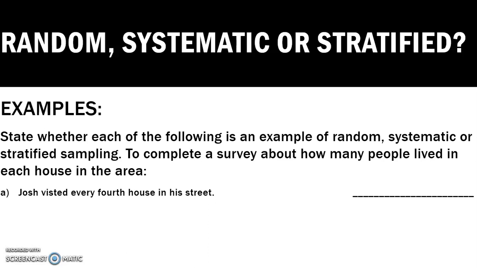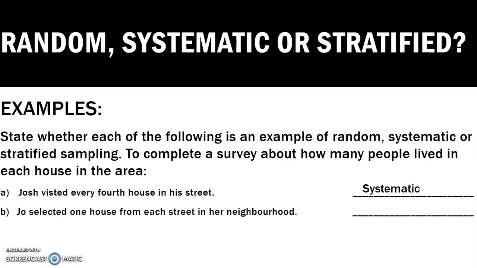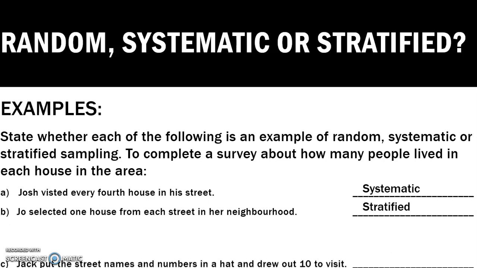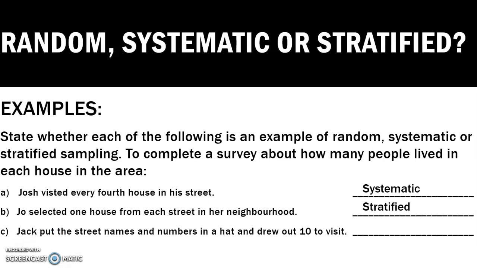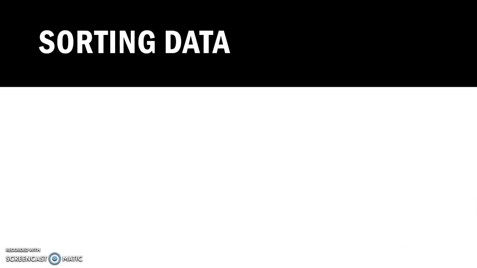So because he is going by a system, he's visiting every 4th house in the street. It is systematic. Then we have Joe selected one house from each street in her neighborhood. So she looked at one house from each street in her neighborhood. So she did a stratified sample. And finally, Jack put the street names and numbers in a hat and drew out 10 to visit. So this is an example of a random sample.